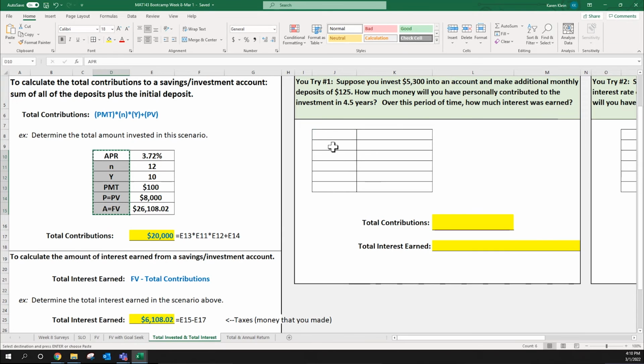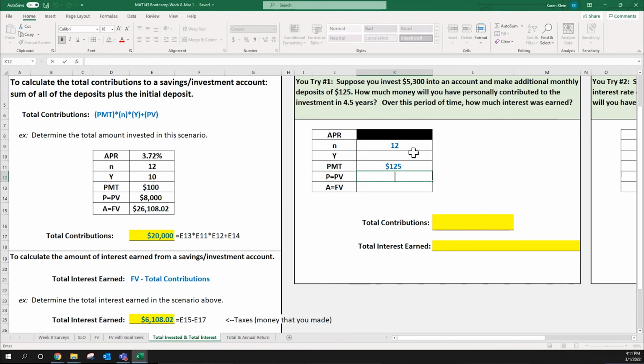So I'm still going to start with my same set of values. I do not have an APR here, so I'll just black that out. My N is going to be 12 because I'm making monthly payments of 125. Now the amount of years is 4.5 years. And my initial investment was $5,300.